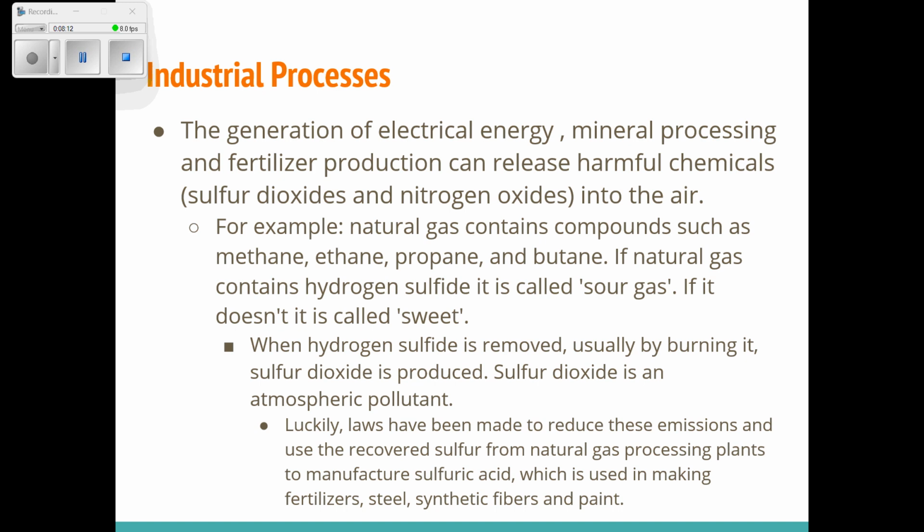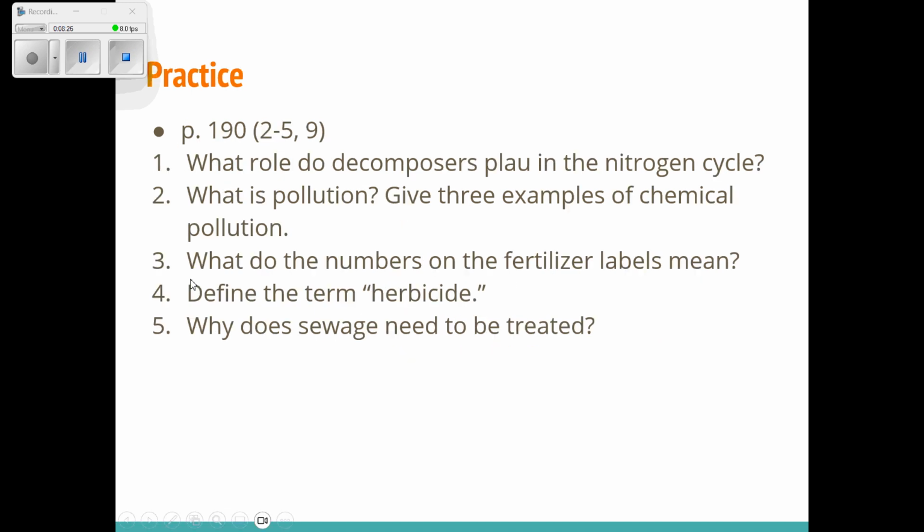Luckily, laws have been made to reduce these emissions and use the recovered sulfur from natural gas processing plants to manufacture sulfuric acid, which is used in making fertilizers, steel, synthetic fibers, and paint. Okay, it is now time to answer the following questions. So I have typed them out for you here so that you don't need the textbook. You can pause the video and answer these questions.